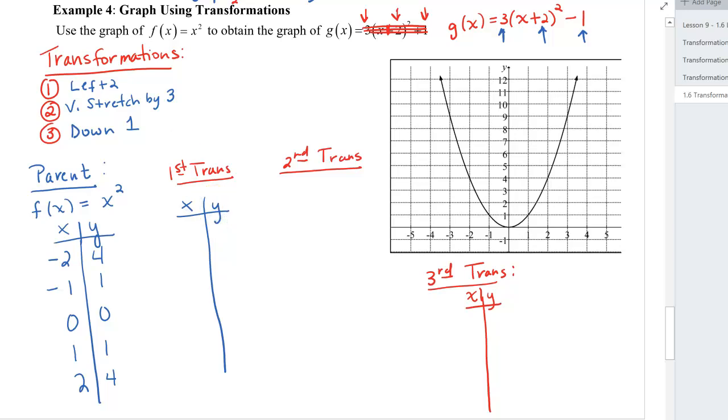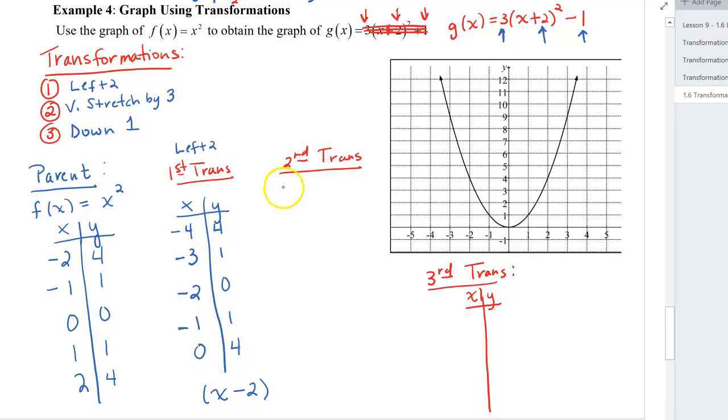So my first transformation is left 2. So left is an x direction, so that means I'm going to take all of my x values and subtract 2 from them. So negative 2 minus 2 would give me negative 4. Negative 1 minus 2 would give me negative 3. 0 minus 2 would give me negative 2. 1 minus 2 would give me negative 1. And 2 minus 2 would give me 0. Then I'm just going to bring over all of my y values.